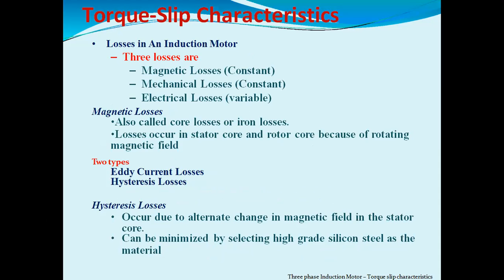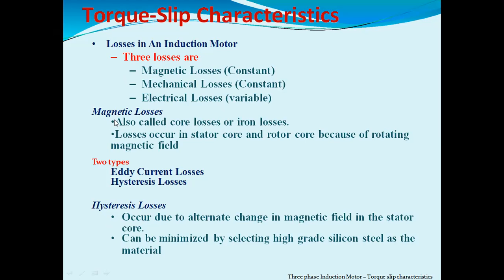When we study the torque slip characteristics, losses are introduced. These losses are the magnetic loss, mechanical loss, and electrical losses. The electrical loss depends on the value of impedance and resistance, so we call it a variable loss. But the magnetic and mechanical losses are constant. These losses get introduced in the induction motor.